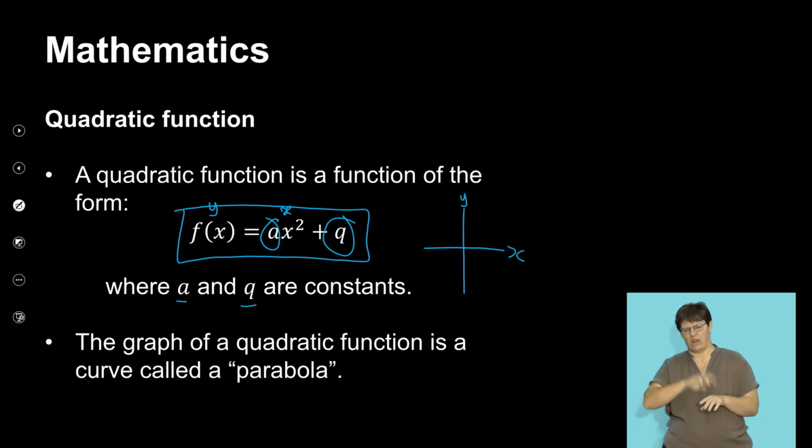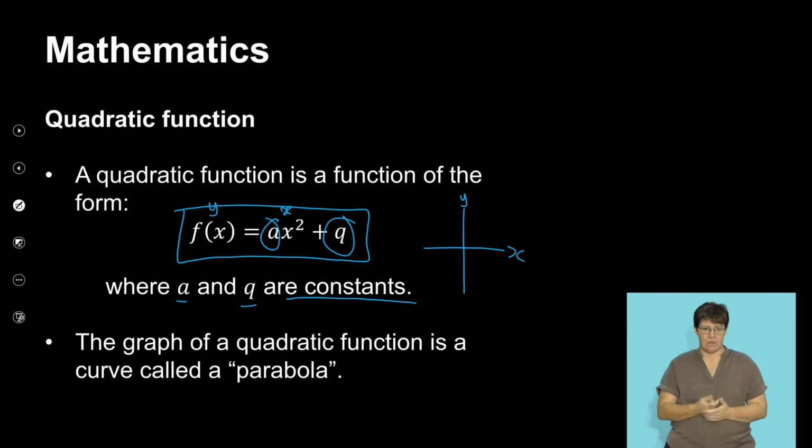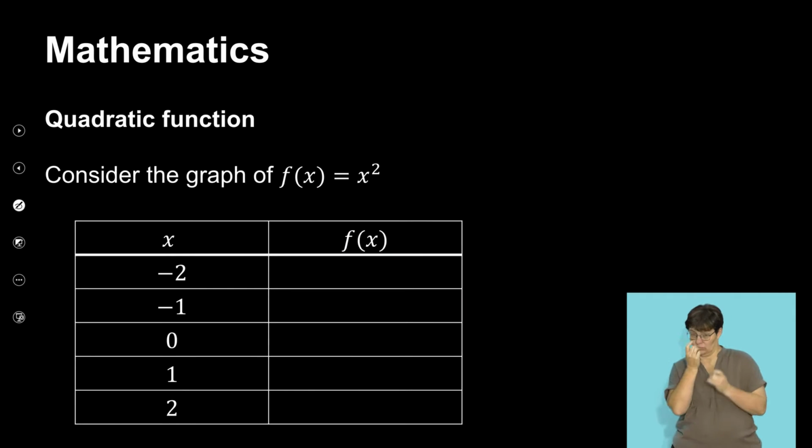But what can change is the a and the q. These are constants, meaning they are actual values, right? So a can be any real number, and q can be any real number. And then the graph of a quadratic function is normally called a parabola, which we will look at the shape of just now.